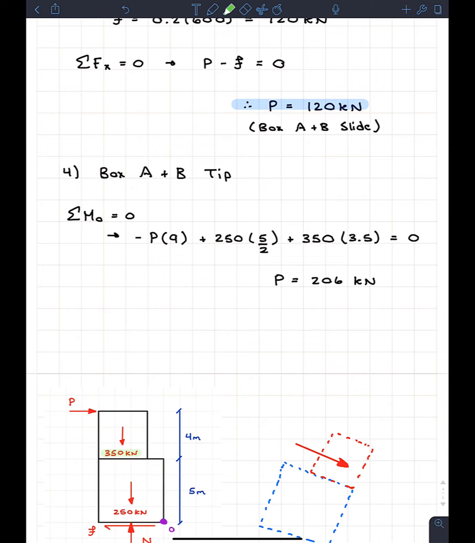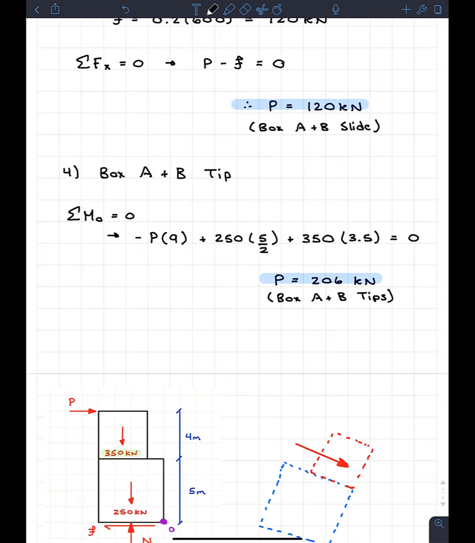So as we see, box A would actually slide before they both tip together. So it's kind of expected, you kind of see it in your head, but we had to check this case anyway. And this case right here is box A plus B tips.